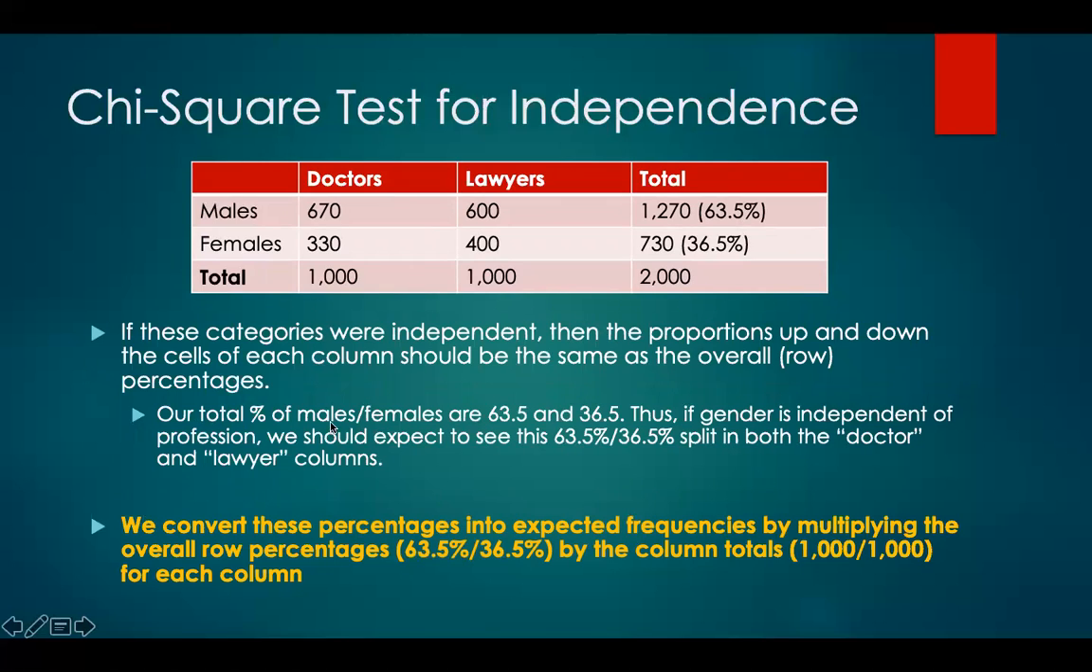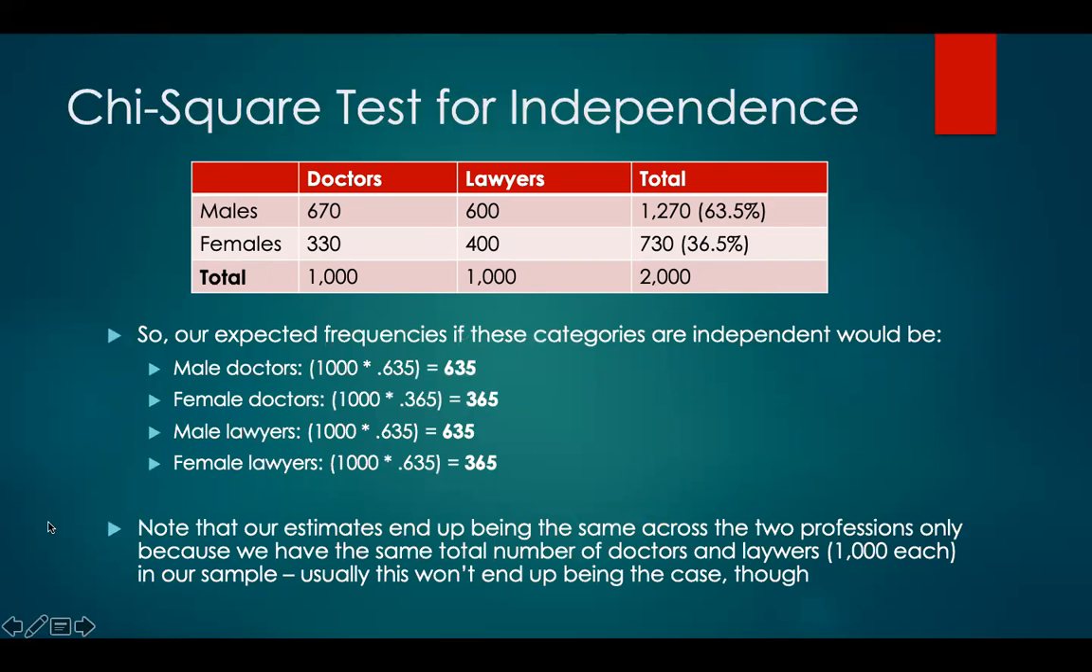So our total percentage of males and females are 63.5 and 36.5. Thus, if gender is independent of profession, we should expect to see a 63.5, 36.5 split in both the doctor and lawyer columns. So we would expect 63.5% male, 36.5% female, and the same here. So our expected frequencies in these categories are independent.